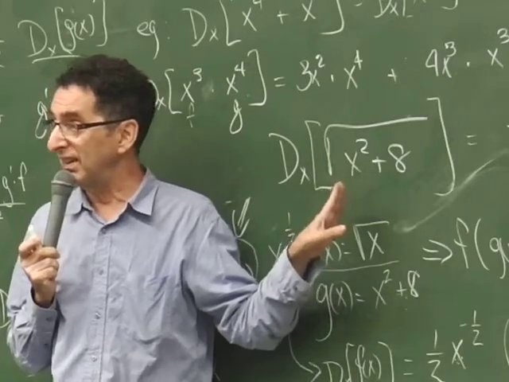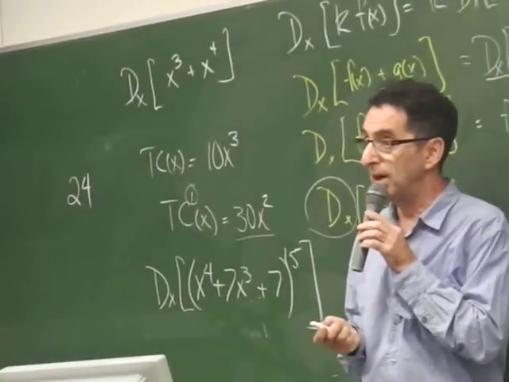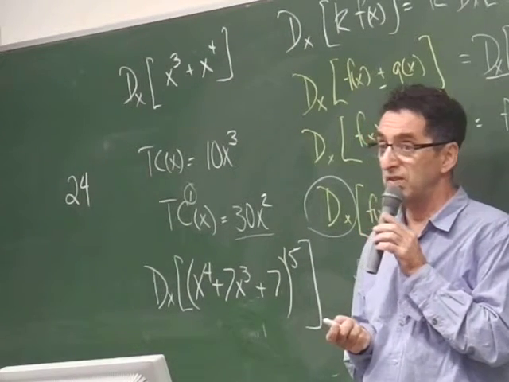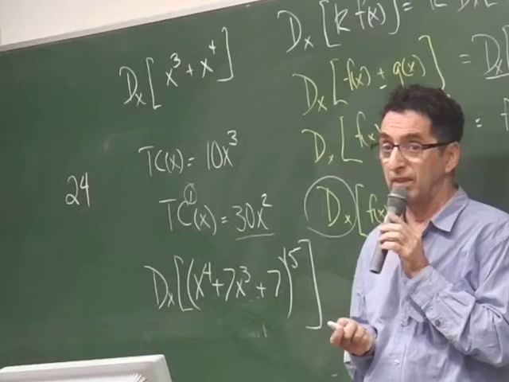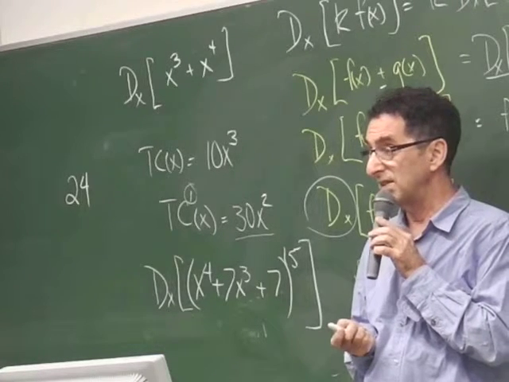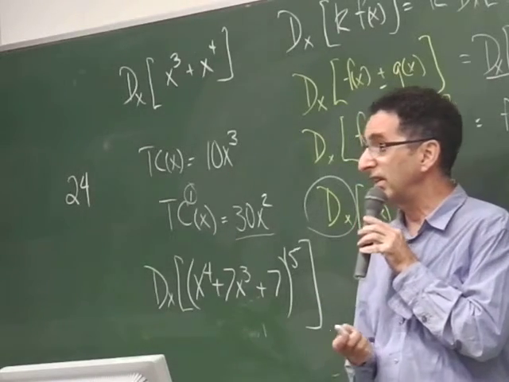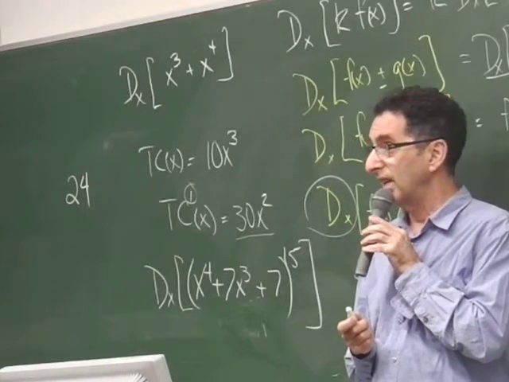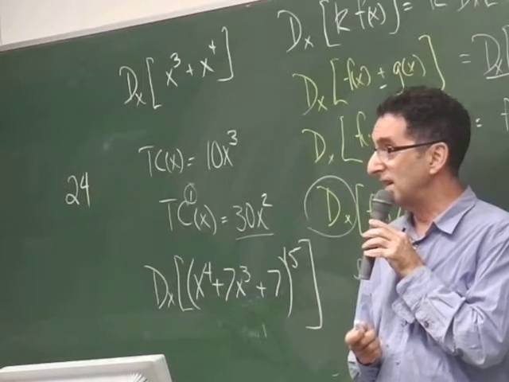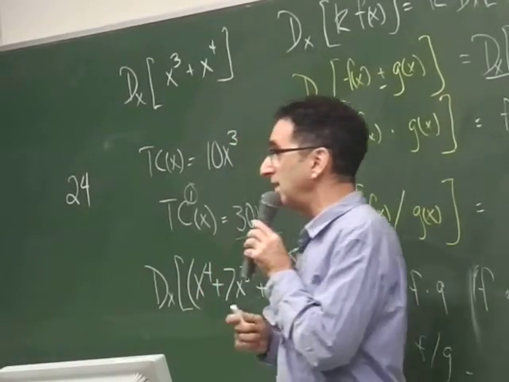And we already did it here. Now, can you do that here as well? Can you break this up as the composition of two simpler functions? So what we're asking for is, what's the outside function and what's the inside function? What's the outside function here? X to the 15th. And what's the inside function? X to the 4th plus 7x cubed plus 7.